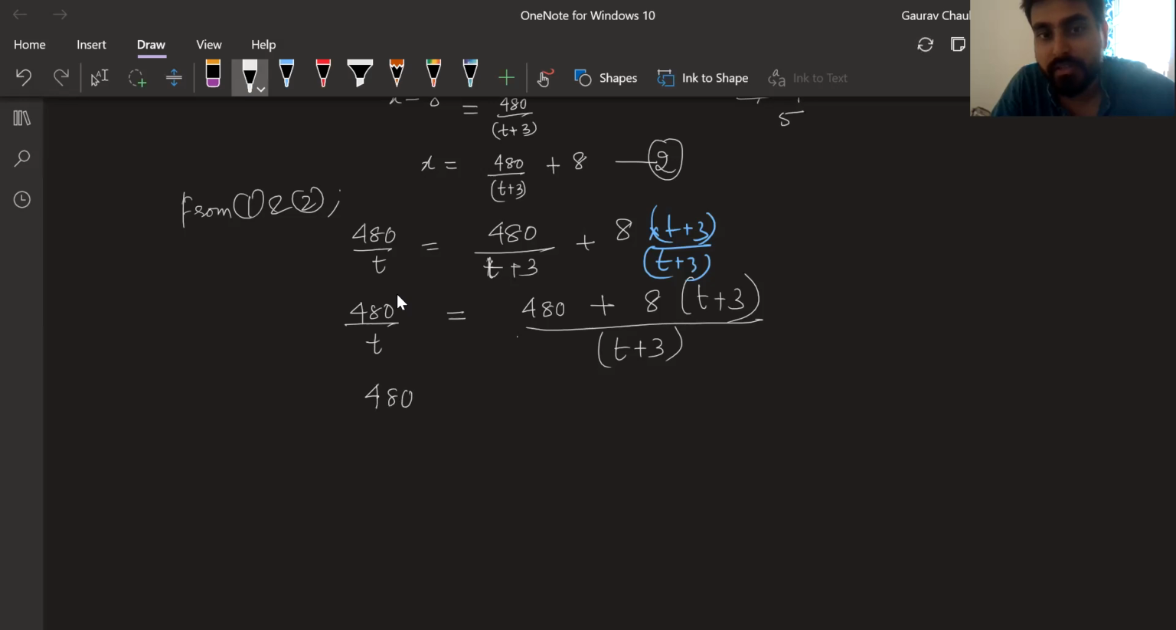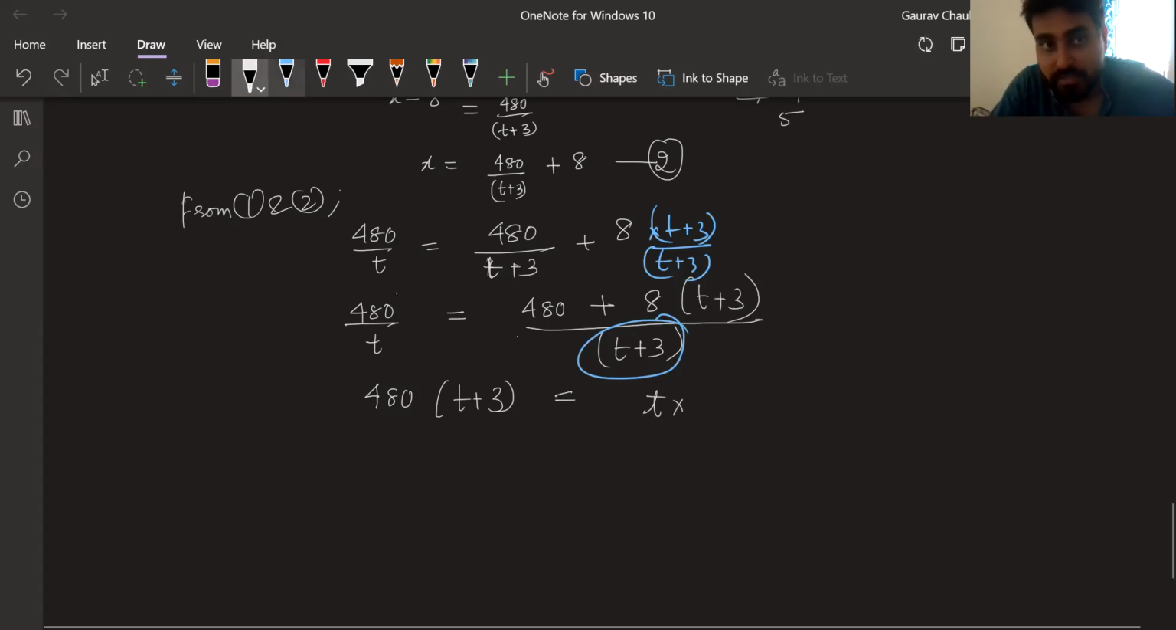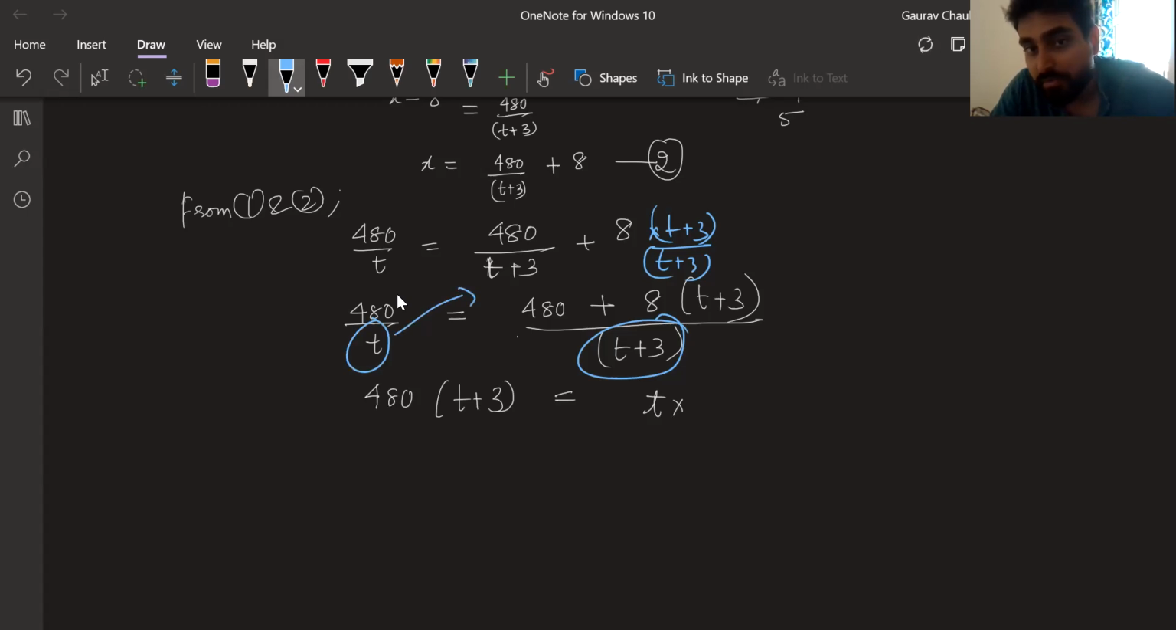So I get 480 into t plus 3, which is basically this t plus 3 goes to the left hand side, it comes to the numerator. This t goes to the right side, it comes to the numerator. But this t coming to the numerator has to multiply the entire numerator of the RHS. So I'll get t into 480 plus 8 into t plus 3. I should write it like this. Now you see my denominator has been removed. Everything is in the numerator, and now I have to open everything up slowly one by one.